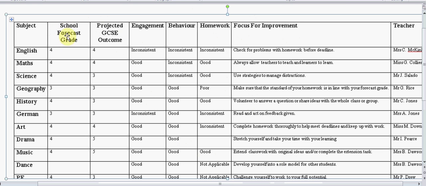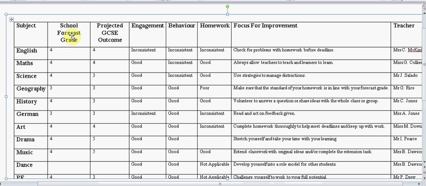The school forecast grade is given to us from a charity called Fisher Family Trust. When students sit their SAT papers at the end of Key Stage 2, that data is collated by the DFE. The DFE, Department for Education, then forward that to the Fisher Family Trust charity. The Fisher Family Trust charity get all the information from all schools and all students. And they've done that for a number of years now. So they're able to look back at their data and say, well, students that get a grade X at Key Stage 2 tend to move on and get a grade Y at GCSE.